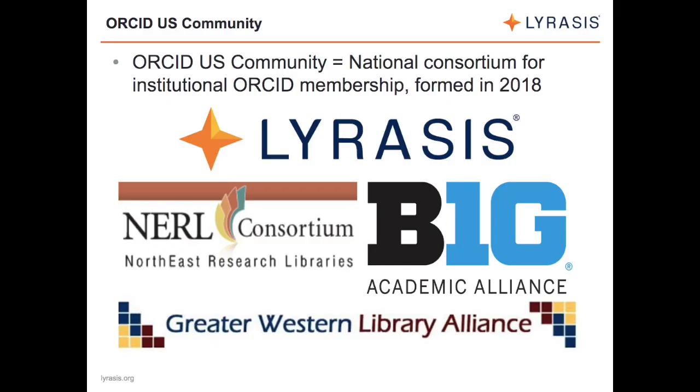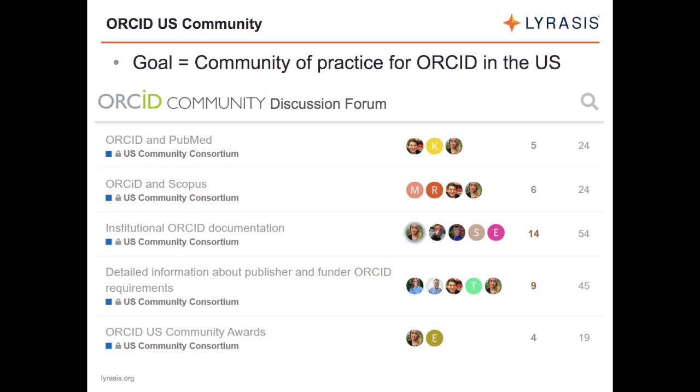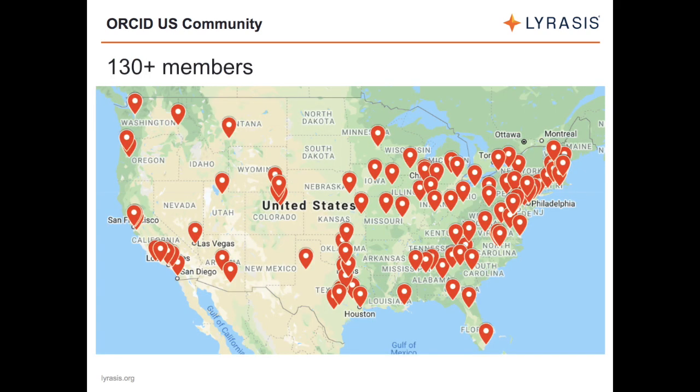The ORCID US Community is a consortium for ORCID member institutions in the U.S., formed in 2018 as a partnership between the Big Ten Academic Alliance, the Greater Western Library Alliance, the Northeast Research Libraries, and Lyrasis. The ORCID US Community, administered by Lyrasis, was formed with the goal of creating a community of practice around ORCID in the U.S. and to empower member organizations to get the most value from ORCID. As of February 2020, our community has 130 member organizations, and this number is steadily growing.